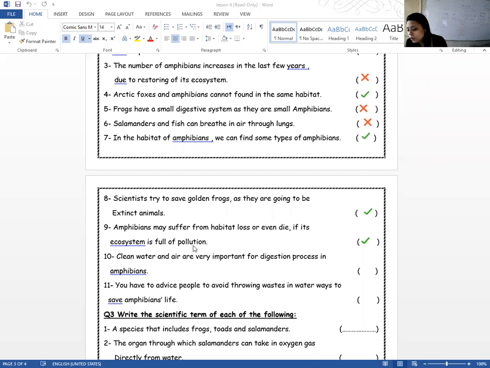Number 10, clean water and the air are very important for the digestion process in amphibians. Wrong. Number 11, the last one, you have to advise people to avoid throwing wastes in waterways to save amphibians' life. It's right, because the body of amphibians is very sensitive.